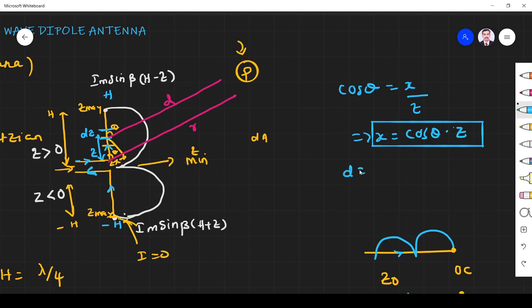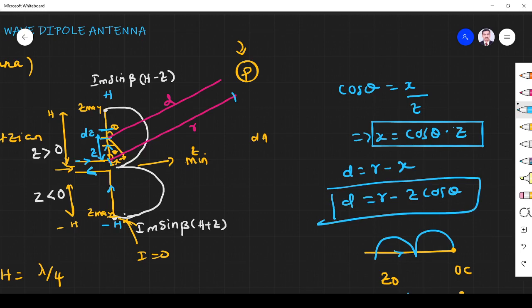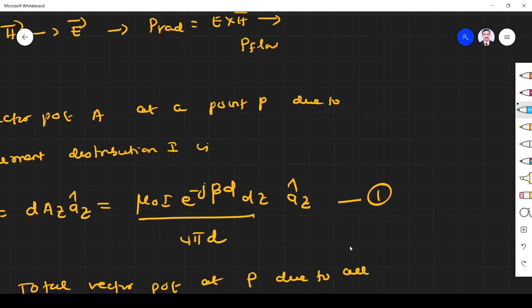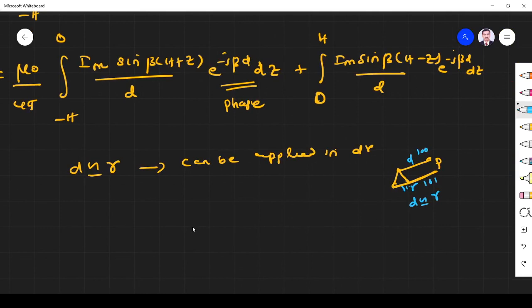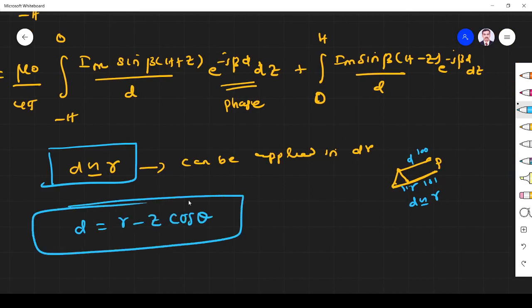What is d? d is this distance. If you subtract this x from r, what you get is d. d is equal to r minus x. Yes or no? From here to here, r, if you subtract x, what you get is d. So r minus x is z cos theta, right? So d is equal to r minus z cos theta. So that distance we have to take. d is approximately equal to r in the denominator, but in the numerator we cannot do like that, where we have to substitute d is equal to the distance we have to calculate, r minus z cos theta.